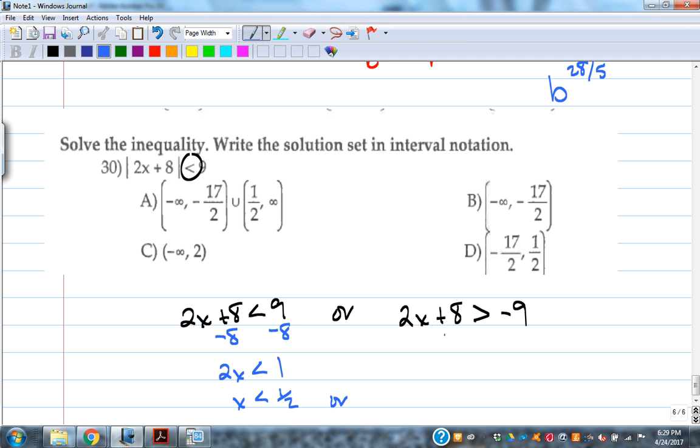Or, and then this one, 2x is greater than -17. X is greater than -17 over 2. So we got to think about that in interval notation. X's are less than 1/2, or they're greater than -17 over 2. Okay, so less than 1/2 or greater than -17 over 2.